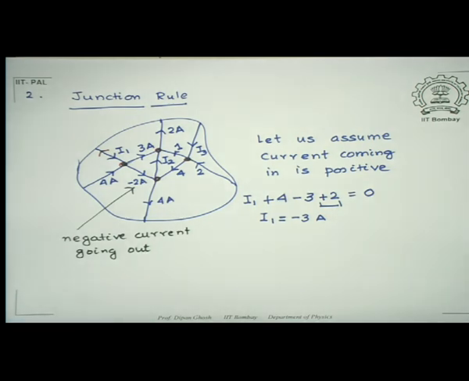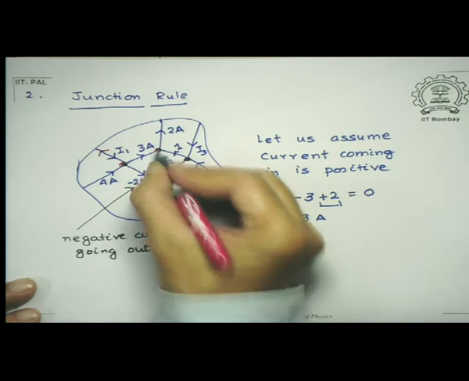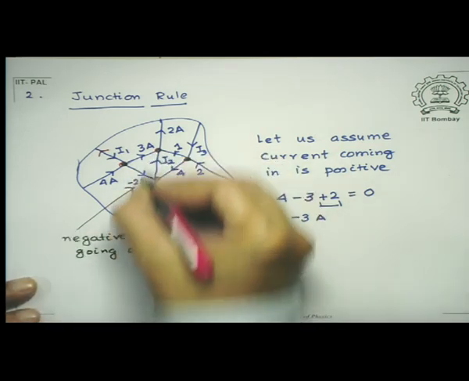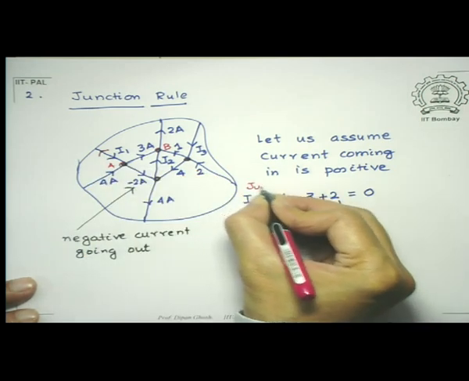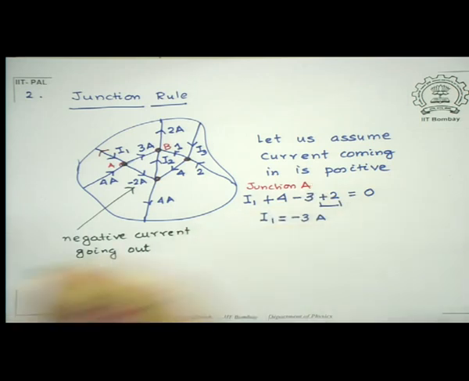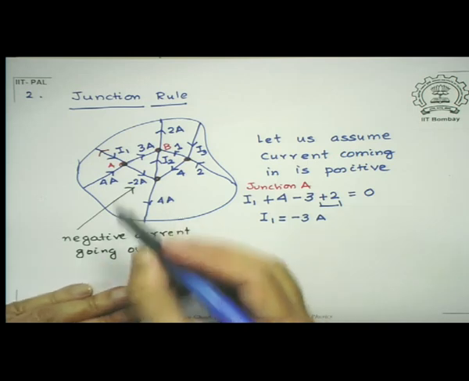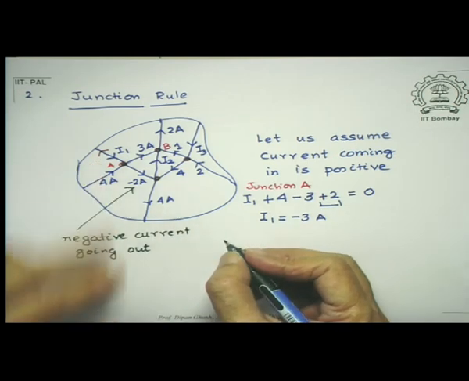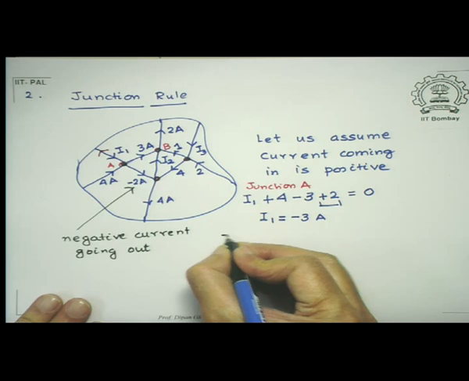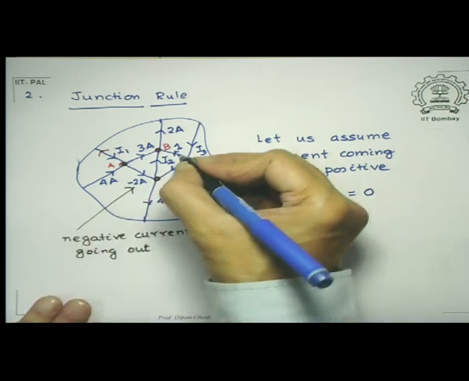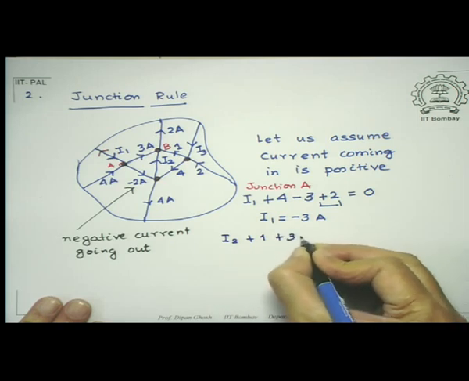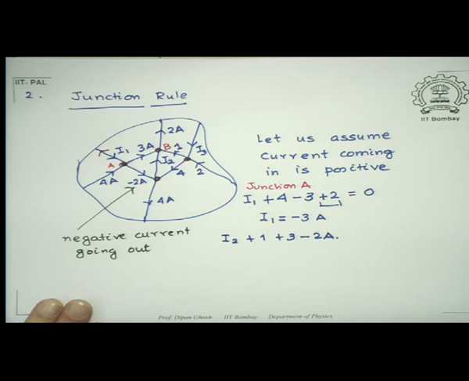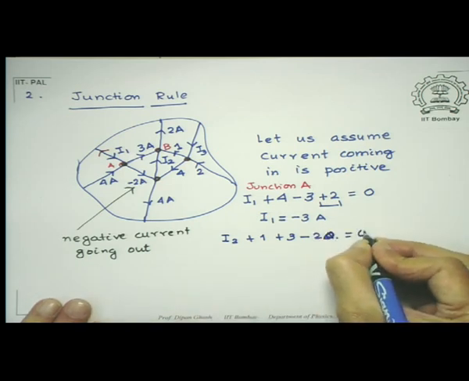And like this, you can also, for instance, look at what is happening to a second junction. So let us talk about junction B, let us say. This was junction A. Now in junction B, I have said I2 coming in, so I2 is positive. There is a 1 ampere coming in, there is a 3 amperes coming in, and there is a 2 amperes going out. That is equal to 0.